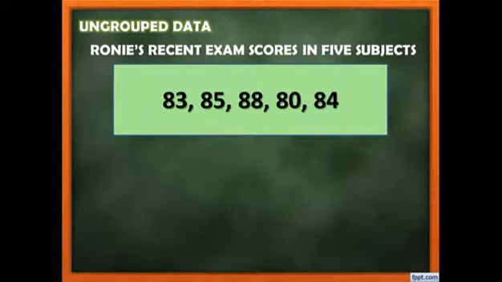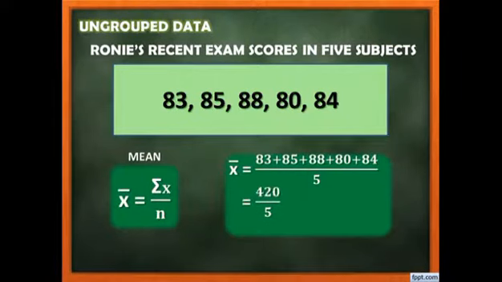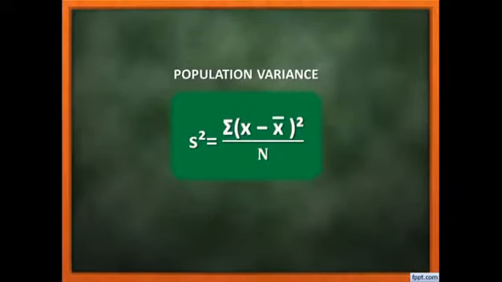Here is an example of the application of the formula. The data shows the scores of Ronnie from the recent exams he took in 5 subjects. Before we proceed to the computation of the variance, we need to get the mean of the data. Do you still remember how to get it? Right! Using the formula, mean is equal to the summation of X all over N. Substitute the values and we get the answer of 84. After we get the mean, using the formula for the population variance, we're going to put each value we get from the deviations and squared deviations into the table so that we will not be confused.